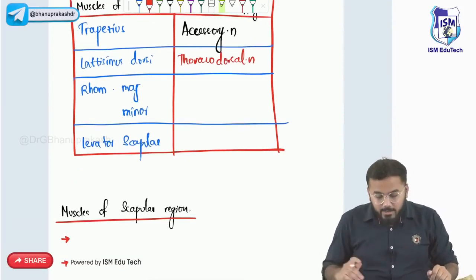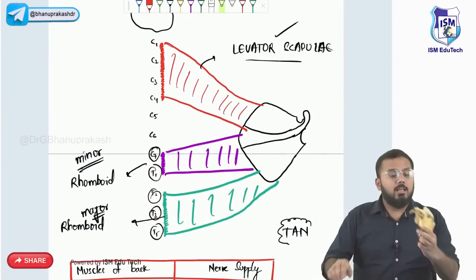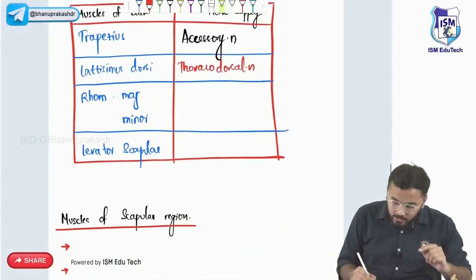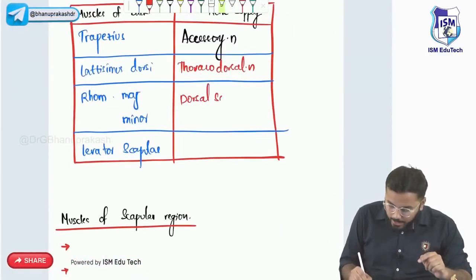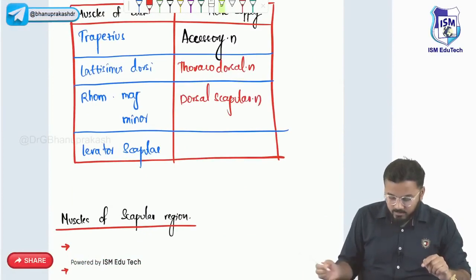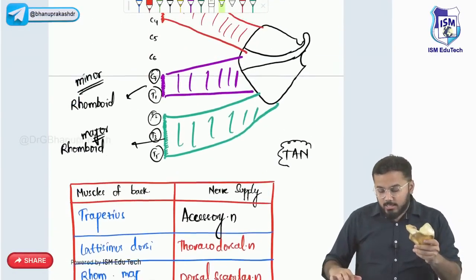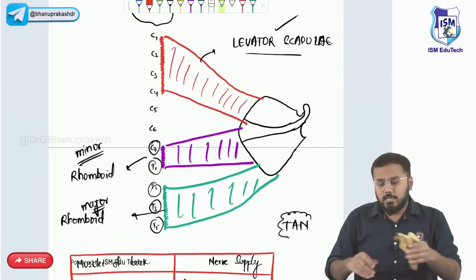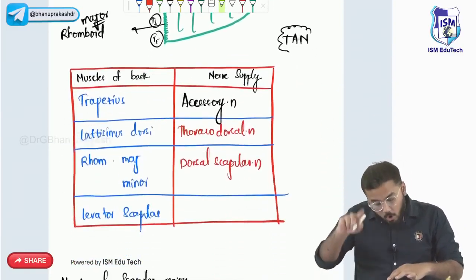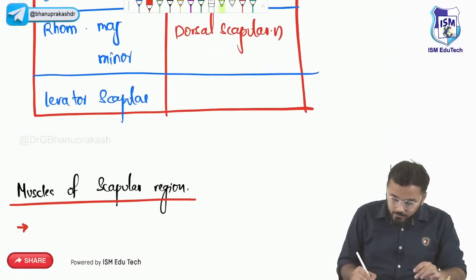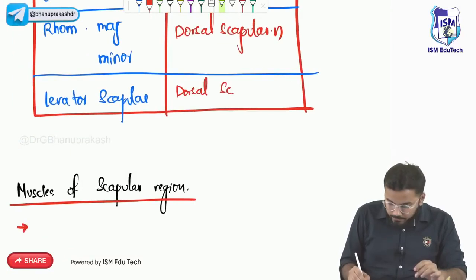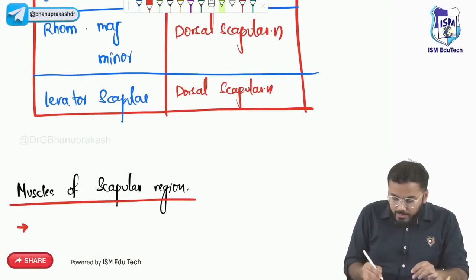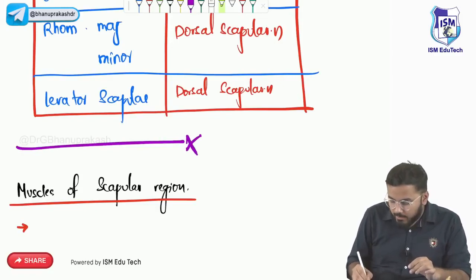Next important thing, rhomboid major and rhomboid minor. Look at these muscles. Where are they attaching? Are they attaching to the ventral side or to the dorsal side? They are attaching onto the dorsal side. So, the nerve is the dorsal scapular nerve. Sir, because they are attaching onto the dorsal side, levator scapulae is also attaching to the dorsal side. Then what is the nerve supply? It is also the dorsal scapular nerve.